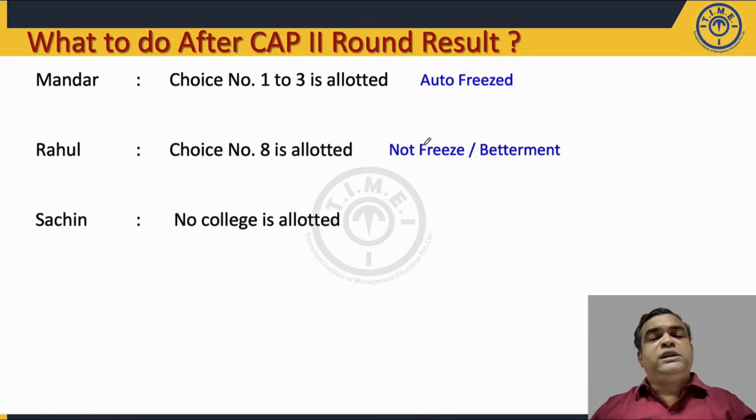And last is Sachin, still not allotted any college. He will take no action. He will not pay any fees.